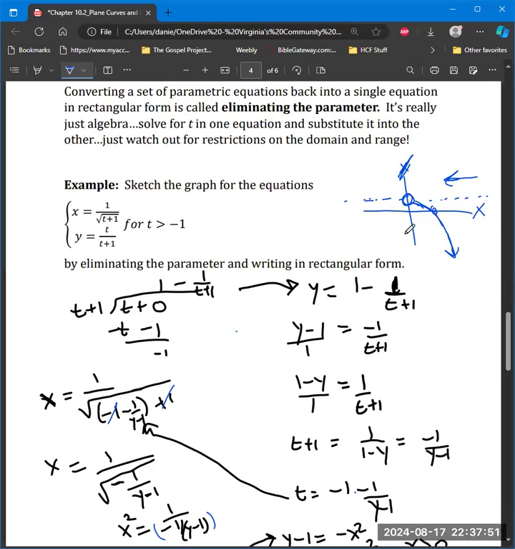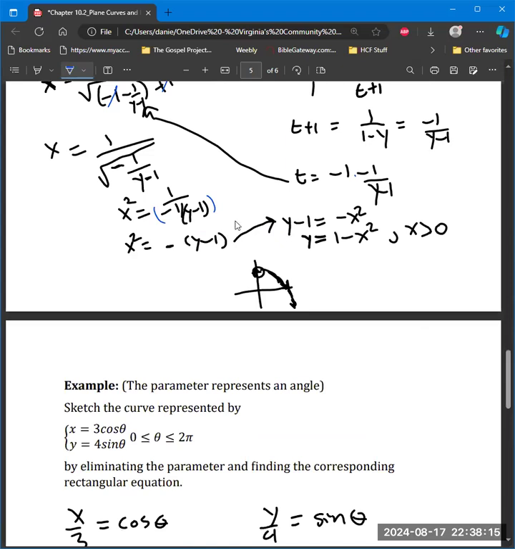So that's what tells me that I'm going to be in quadrant 4. Well, that I'm going down and to the right here is because x has to be greater than 0 and y has to be less than 1 according to my restrictions here on x and y because of t. There's my domain and range for my graph, and there it is. It's the right-hand side of that parabola.